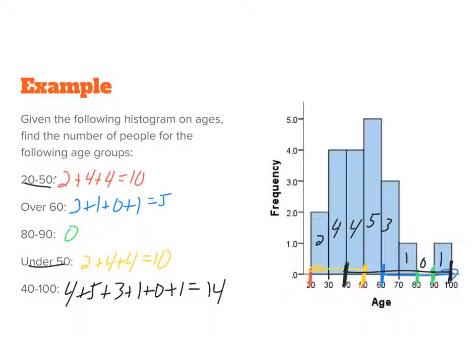So again, always label the bars first so that you know what numbers to add up, and it's a little bit easier to do these different groups.